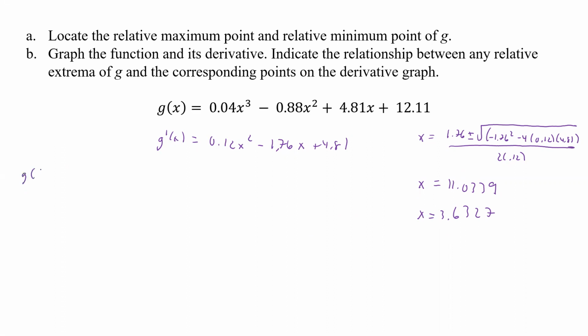We'll have g of 11.0339 and g of 3.6327. So if we do that, then we just plug those in. I'm not going to write all that out. So that's going to give us, for 3.63, which I did first, 19.8879.